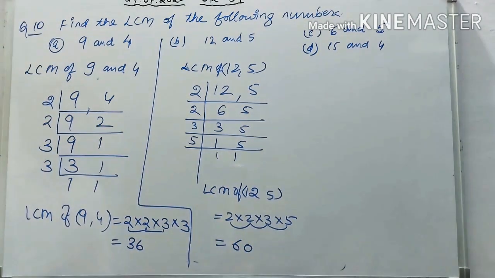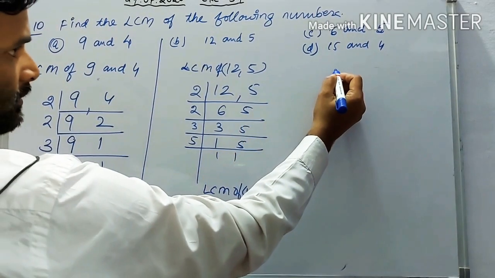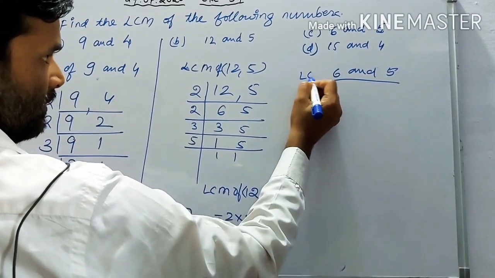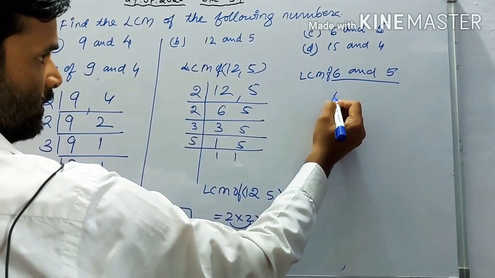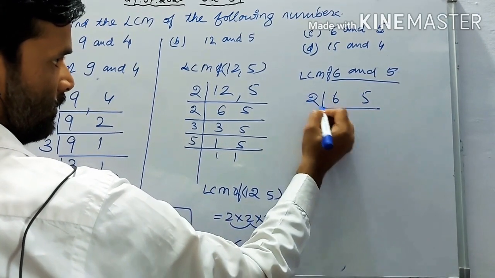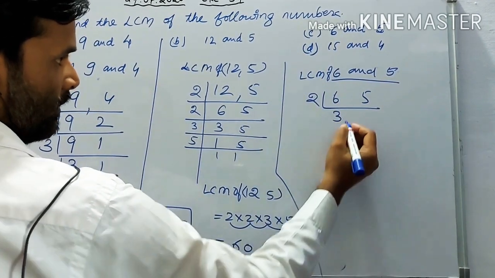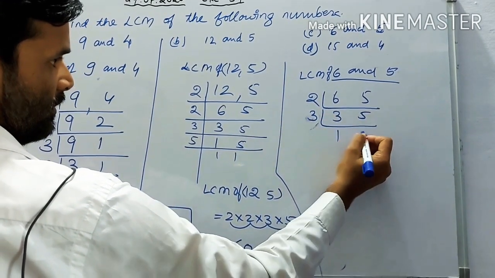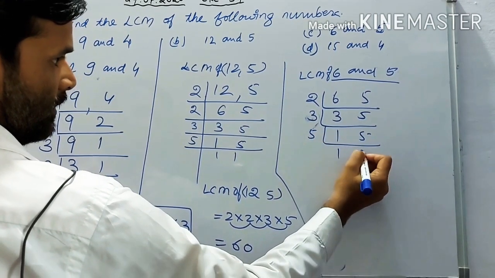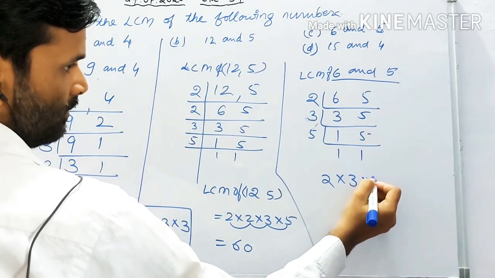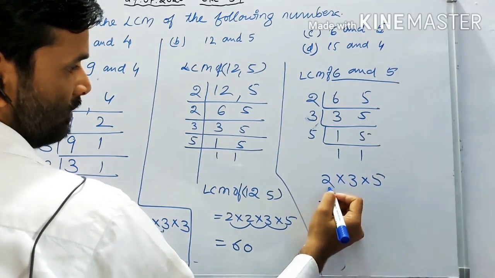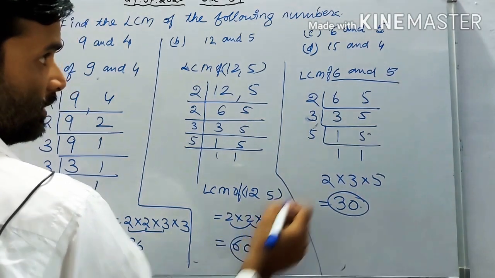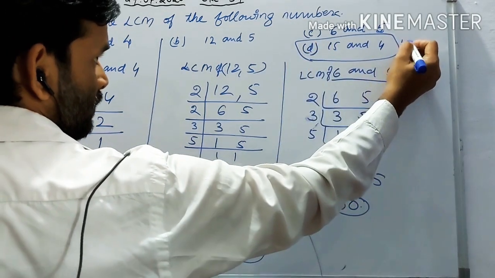Okay, and one question will be now 6 and 5. Take the LCM of 6 and 5. 6 becomes 3, 5 stays 5, and then 3 becomes 1. The LCM is 2 into 3 into 5, 5 3 is 15, 15 2 is 30. Okay, now this question is your homework.